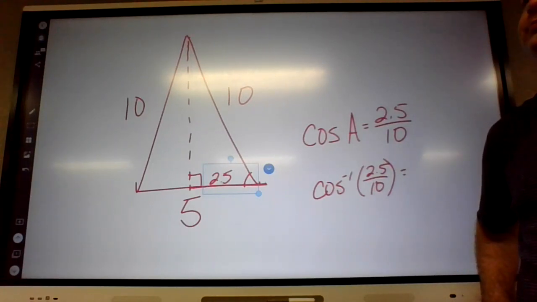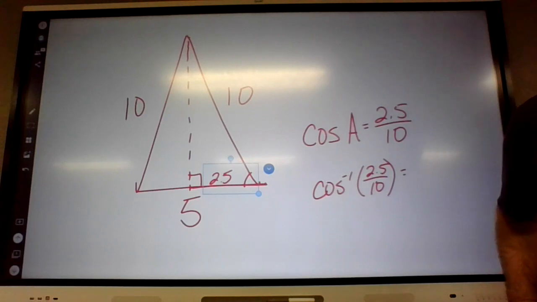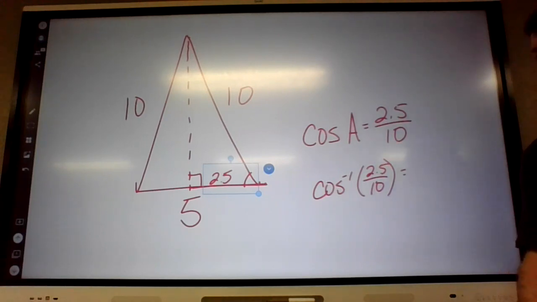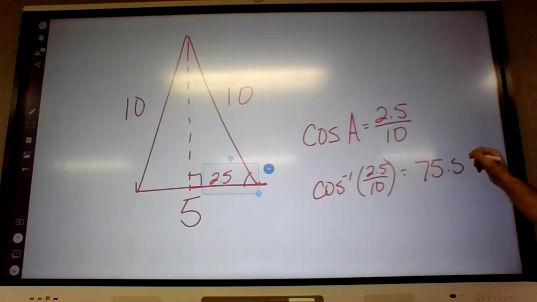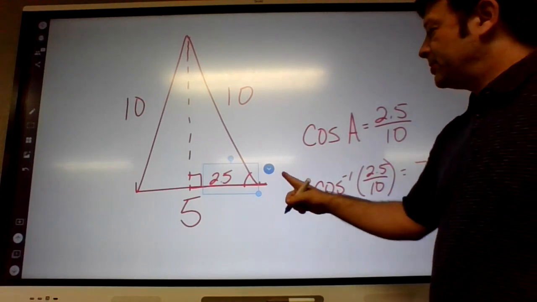I'm warm again. All right, I'm in radians. Should have printed out the answer sheet. 75.5.